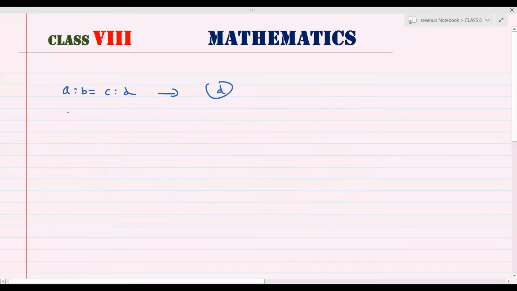Sometimes middle terms are equal. Middle terms are equal. I'll write it like this: A is to B is equal to B is to C.